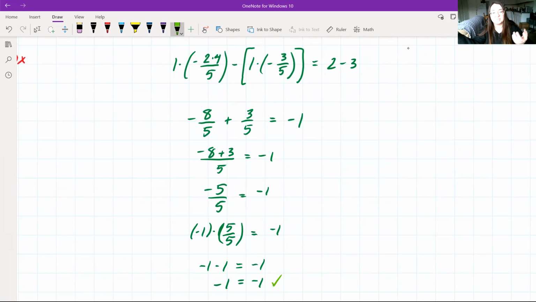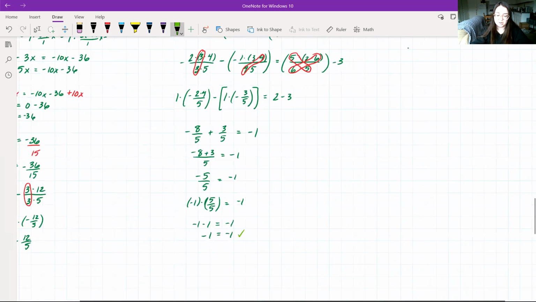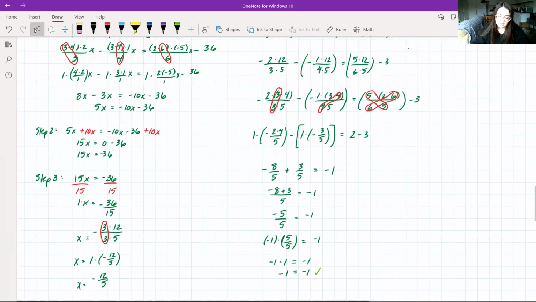And we see that negative 12 over 5 is our solution, or it's our final answer. So let's write in final answer here.